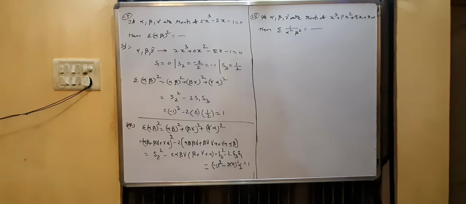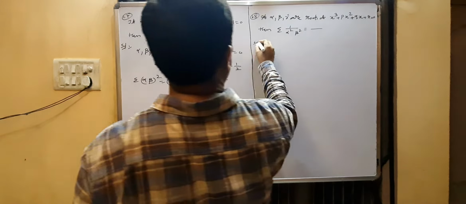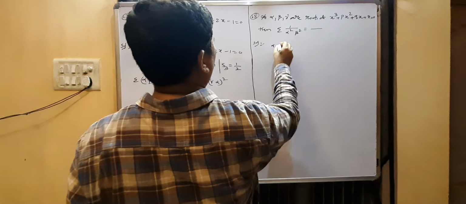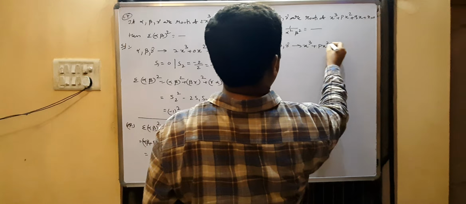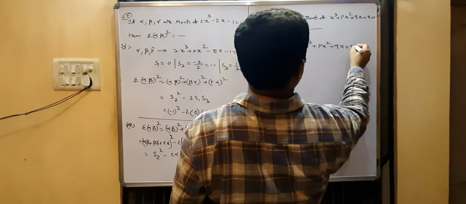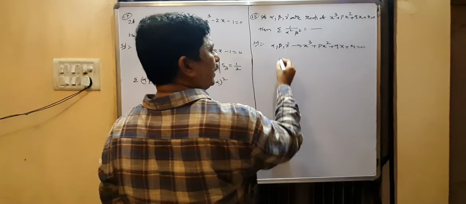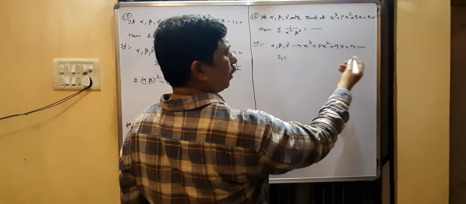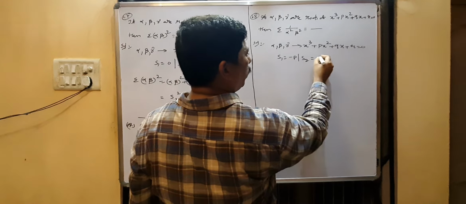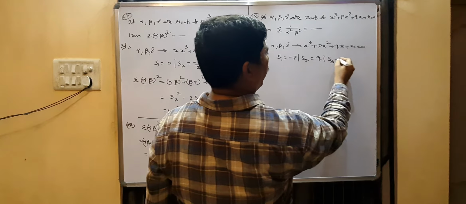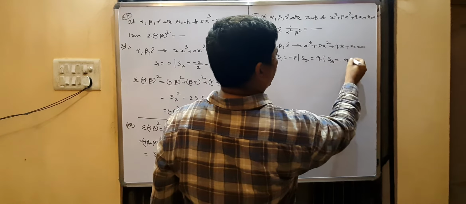Now coming to next question, 28th one. Alpha, beta, gamma are the roots of x cube plus px square plus qx plus r. S1 is the sum of the roots, alpha plus beta plus gamma, is minus b by a, that is minus p. S2 is c by a, q by 1, that is q. S3 is minus d by a, that is minus r. They are asked to find sigma 1 by alpha square beta square.